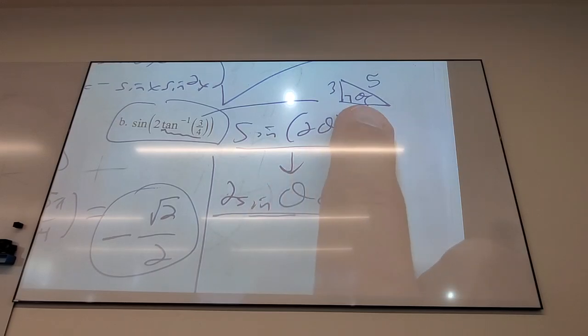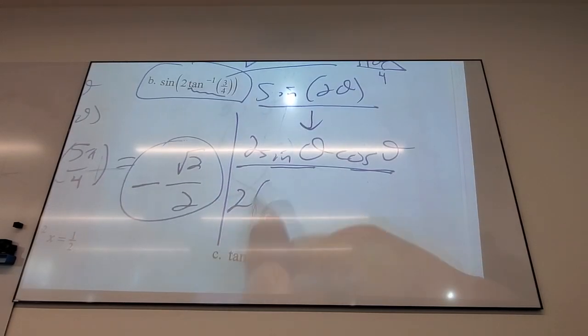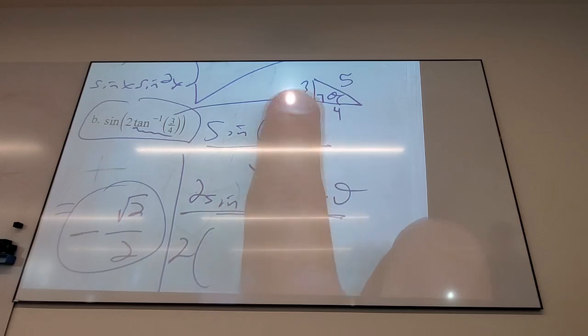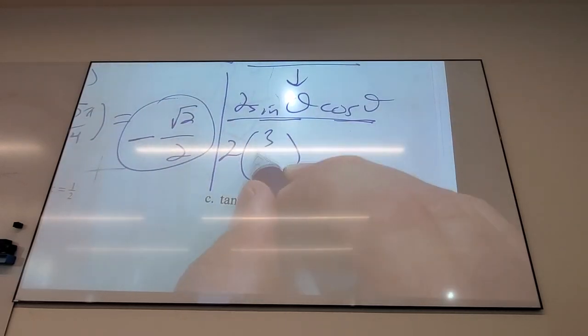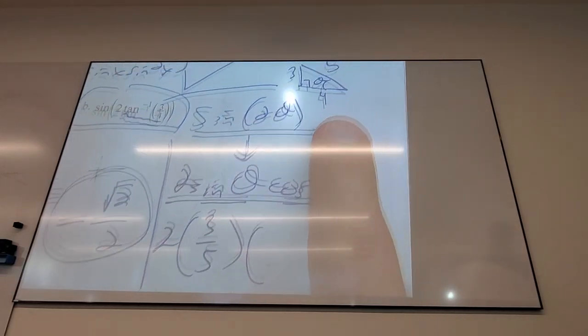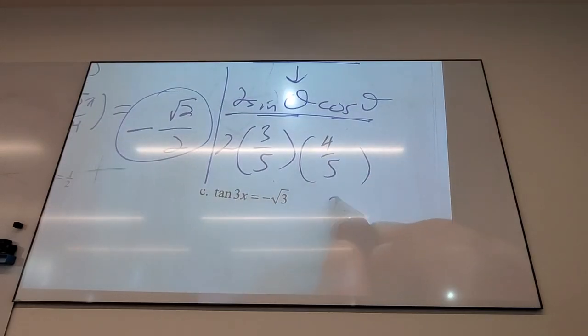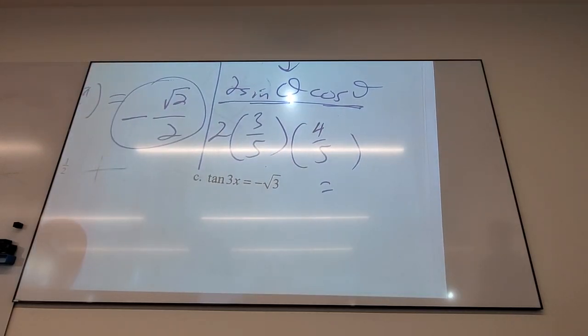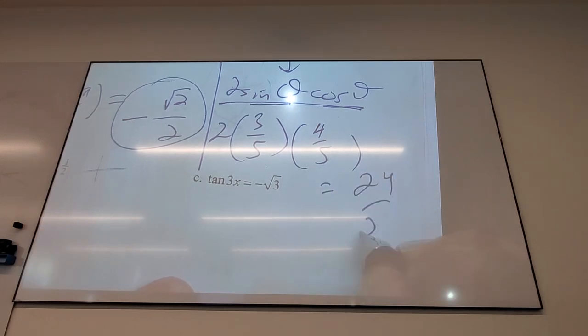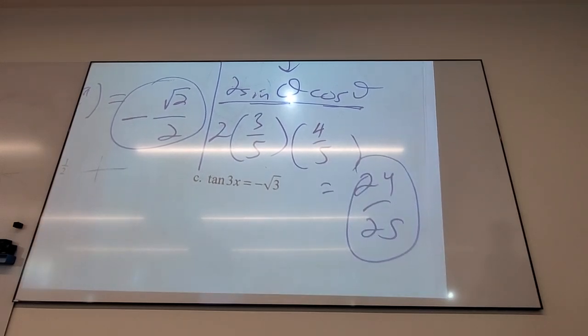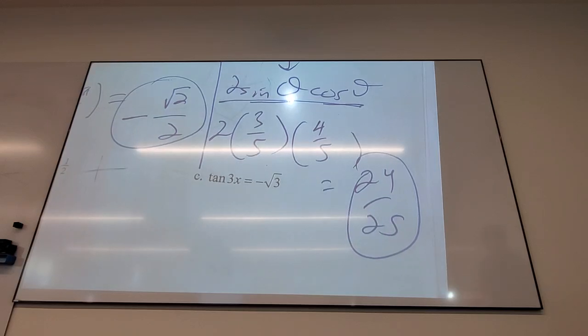So what's the sine of the angle? What's the sine of theta? 3/5. What's the cosine of theta? 4/5. So if I multiply that business out, what do I get? 24/25. Okay. You guys kind of with me?